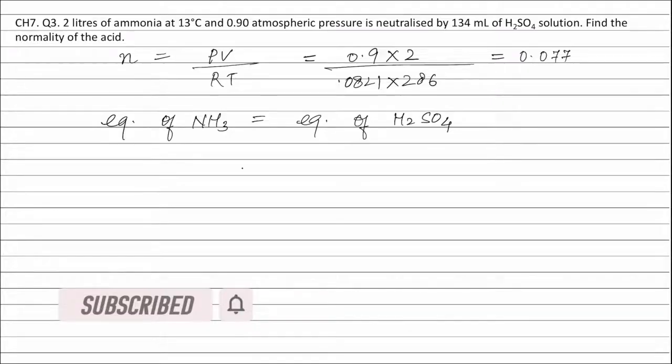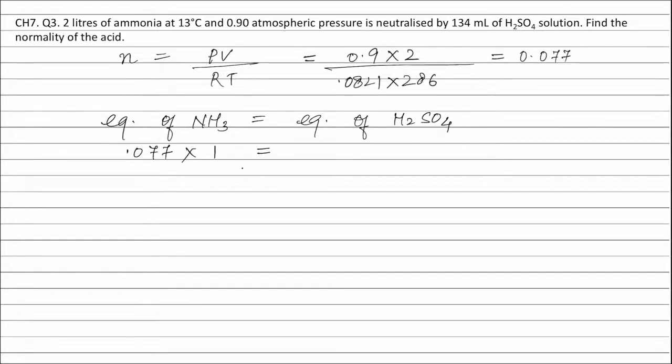Now equivalents of ammonia is equal to equivalents of sulfuric acid. Equivalents of ammonia will be equal to moles of ammonia, that is 0.077 moles, multiplied by valency factor of ammonia, that is 1. This is equal to equivalents of sulfuric acid. Equivalents of sulfuric acid will be equal to normality of sulfuric acid multiplied by volume of sulfuric acid, which is given as 134 milliliters, and the volume in liters will be 134 divided by 1000 liters. Solving this equation, the normality of sulfuric acid is 0.57 N.